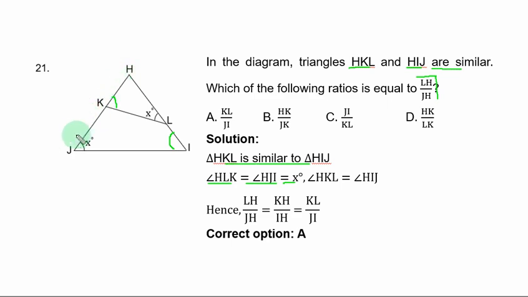LH over JH is simply equal to KH over IH, and that is equal to KL over IJ. If you compare all the sides, we have this that is similar to this, and you have option A as the correct option.